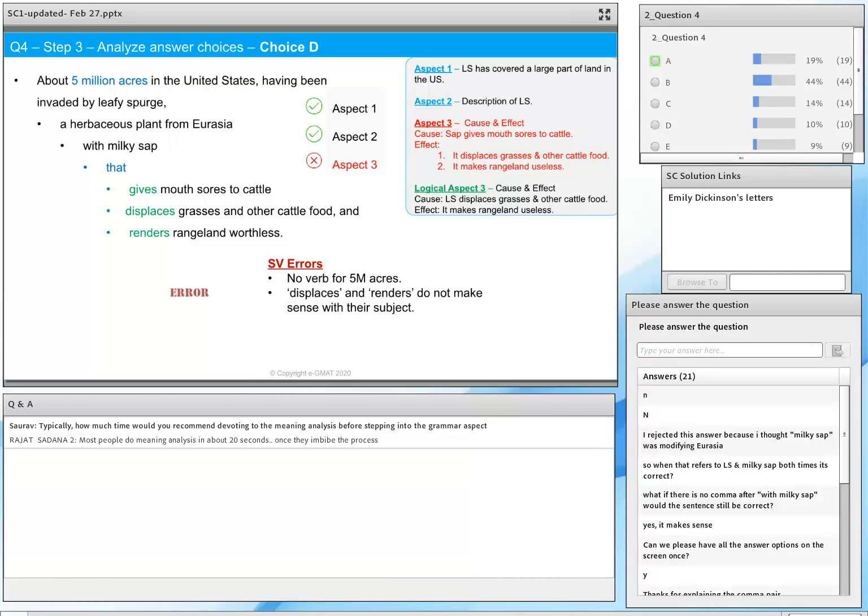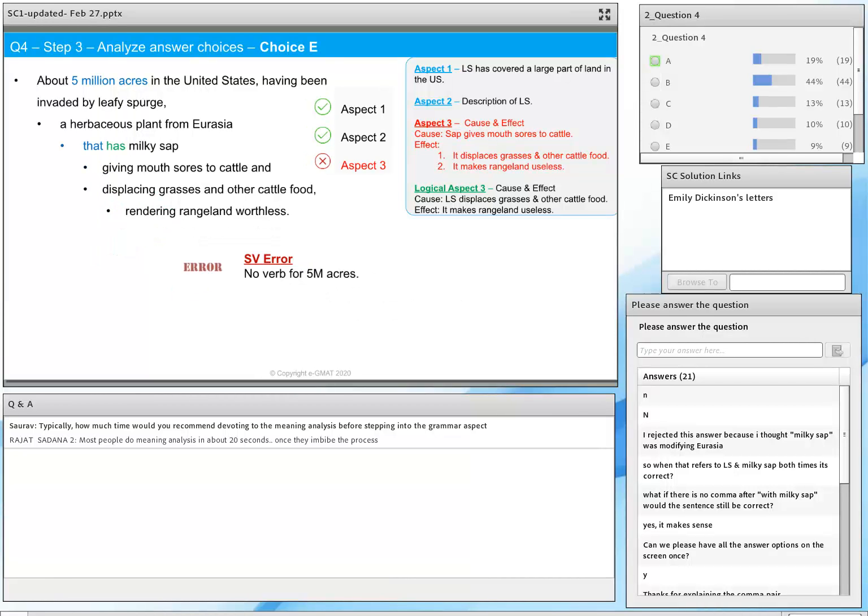Another thing is that, again, we see this list over here. Milky sap gives mouth sores. Okay, that makes sense. But this does not make sense, and this does not make sense. So again, we see two verbs that do not even make sense with their subject, because milky sap neither displaces grasses nor renders the grazing grounds useless. So choice D totally distorts the intended meaning of the sentence. So that is why it is incorrect.